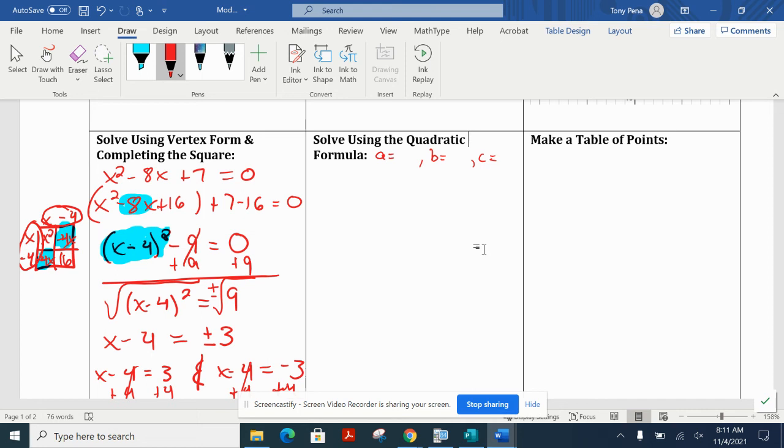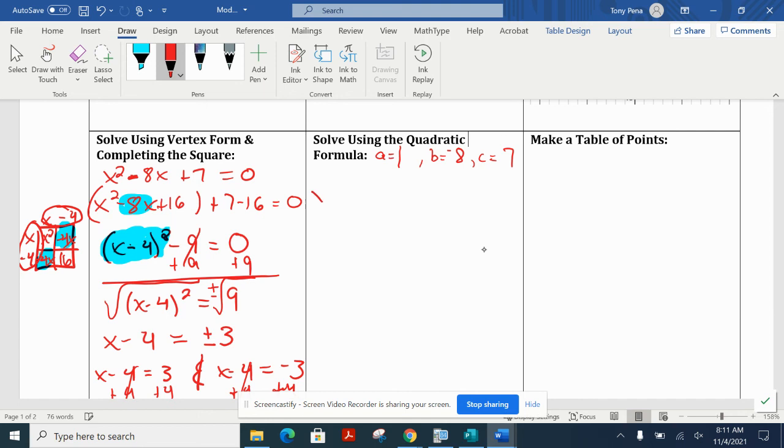All right, and Joanne, what's our A? Just one. That's the number in front of the x squared. What's our B? You're warm. Just because there's a minus sign right here, that means we have a negative 8. And then what's our constant at the end there? 7. All right. So that's our A, that's our B, that's our C.